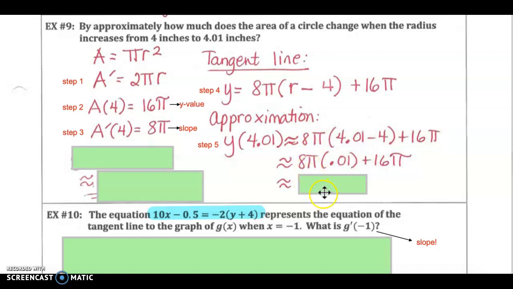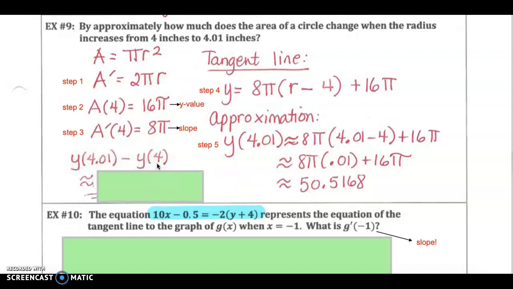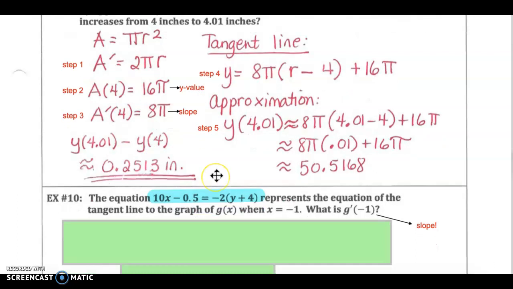And we get 8 pi times 0.01 plus 16 pi. And if we type all of that in our calculator, the pi included, use your pi key, you're going to get 50.5168. So here's when it's 4.01. And then when it's 4, remember it was 16 pi. So you're going to want to do 50.5168 minus 16 pi in your calculator, and you will get 0.2513. And this is our final answer. That is how much it increases as the radius increases. So the area increases by that much.